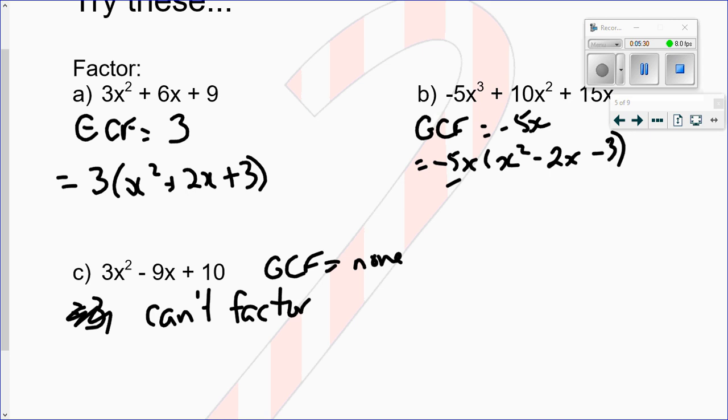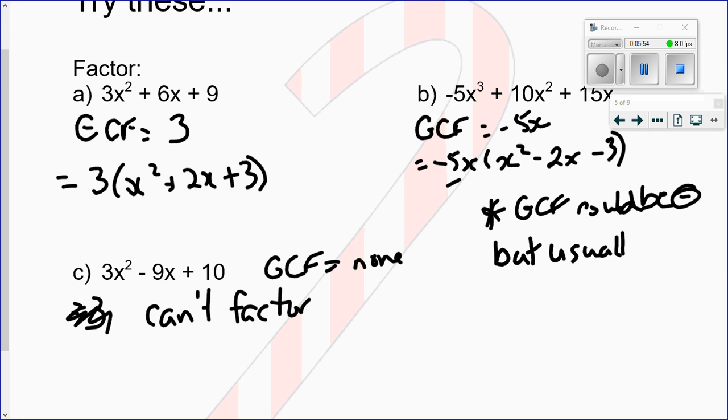Now, a couple of thoughts here. For part B, the GCF could be positive or negative. You actually have a choice, but you usually want a positive x, or in this case, a positive x squared. So in order to make that happen, we have to factor out a negative number. Have a look at C. In this case, there is no common factor, nothing we can do about it, so we just leave it the way it is. Can't factor it.